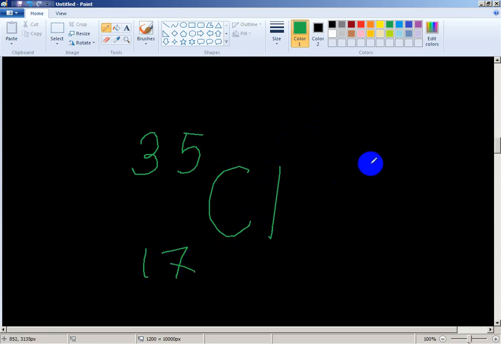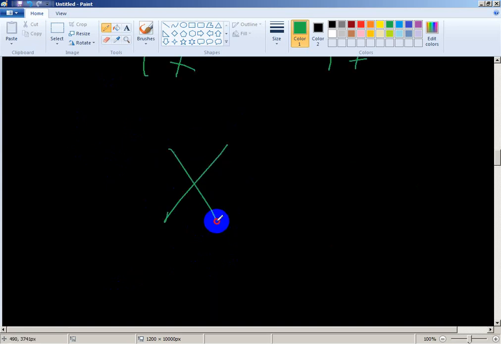Chlorine 35, 17. Okay, the atomic number is the same but the mass number is different. This is 35 and 37, but the atomic number is the same. Atomic number means proton number. This is the atomic number, and this is the symbol of the element. I explained these things in the last classes.